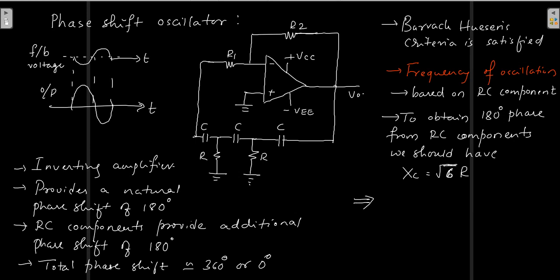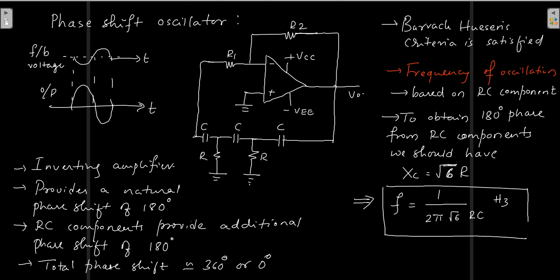It is given in the book. You can refer to David Bell, Electronic Circuits, or any other relevant books on electronic circuits. All these derivations are given. Since we are not going through the derivation here, I am just writing these values. F is equal to 1 divided by 2 pi root 6 into RC hertz. This is the frequency of oscillation in an RC phase shift circuit. Please remember this: F is equal to 1 divided by 2 pi root 6 into RC.